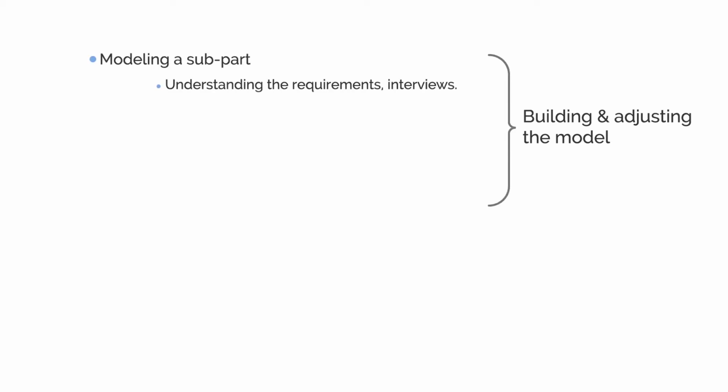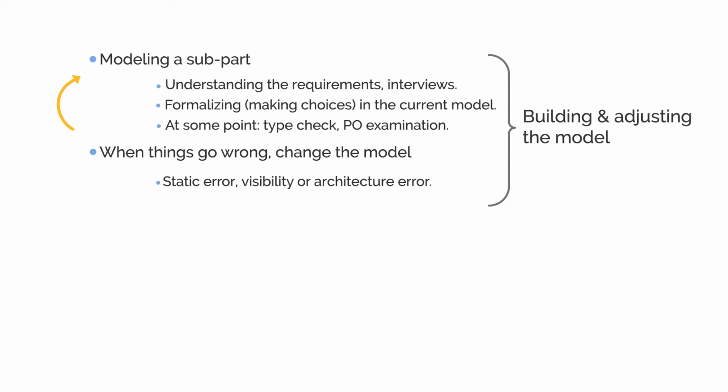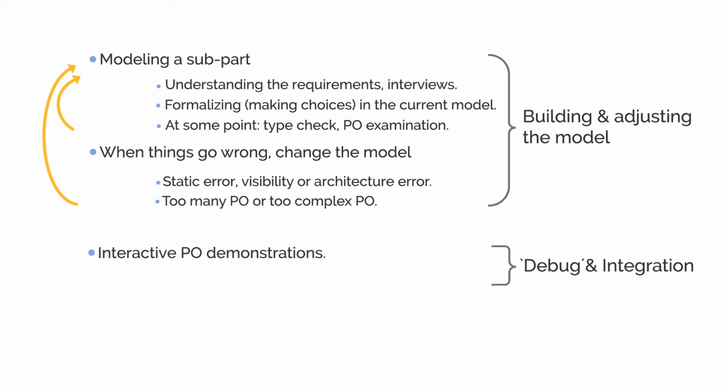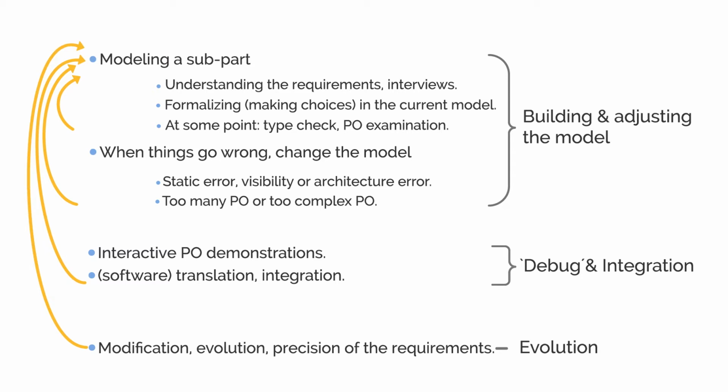If we consider the whole life cycle, more iterations appear. During building and adjusting the model, modeling a subpart requires understanding the requirements in interviews, formalizing in the current model, and at some point, type checking and proof obligation examination. When things go wrong, we need to change the model because of static errors, visibility or architecture errors, or because of too many proof obligations or too complex proof obligations. During debug and integration, during interactive proof obligation demonstration or translation and integration, and during evolution, because of modification, evolution, precision of the requirements.